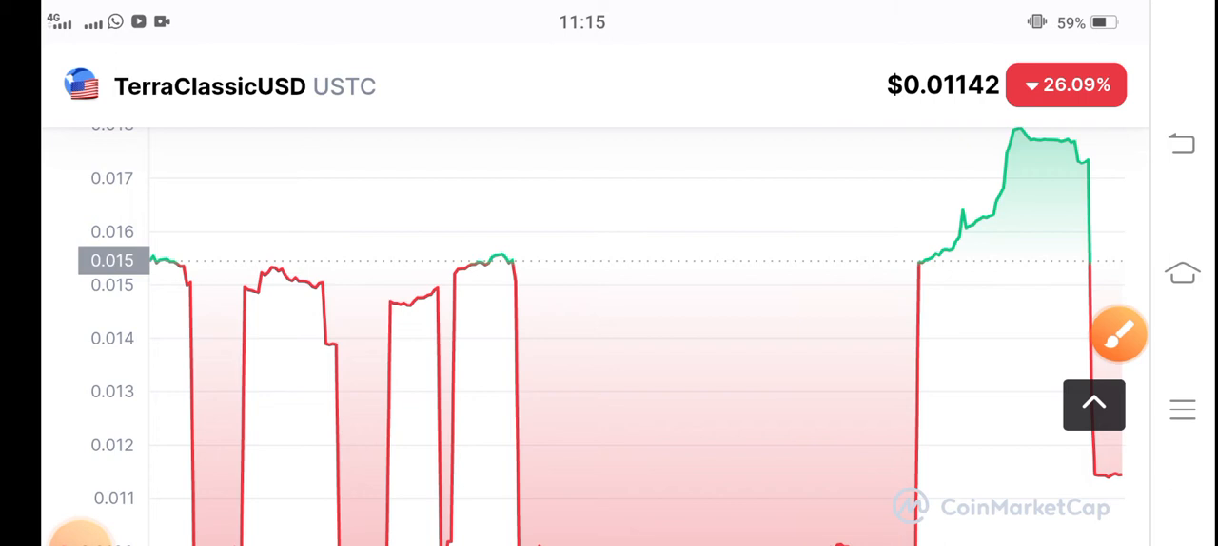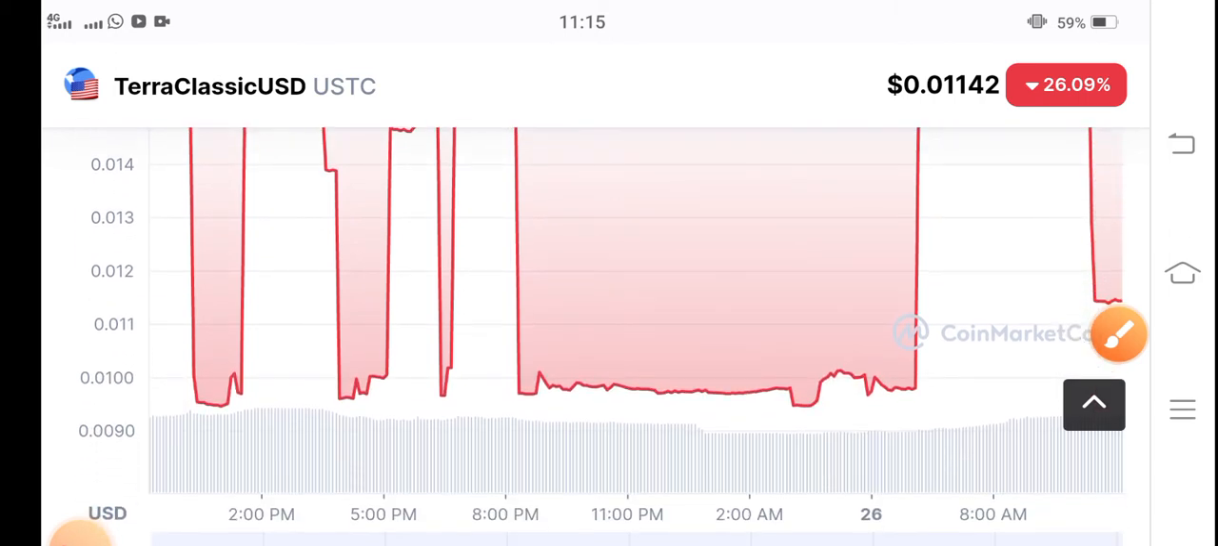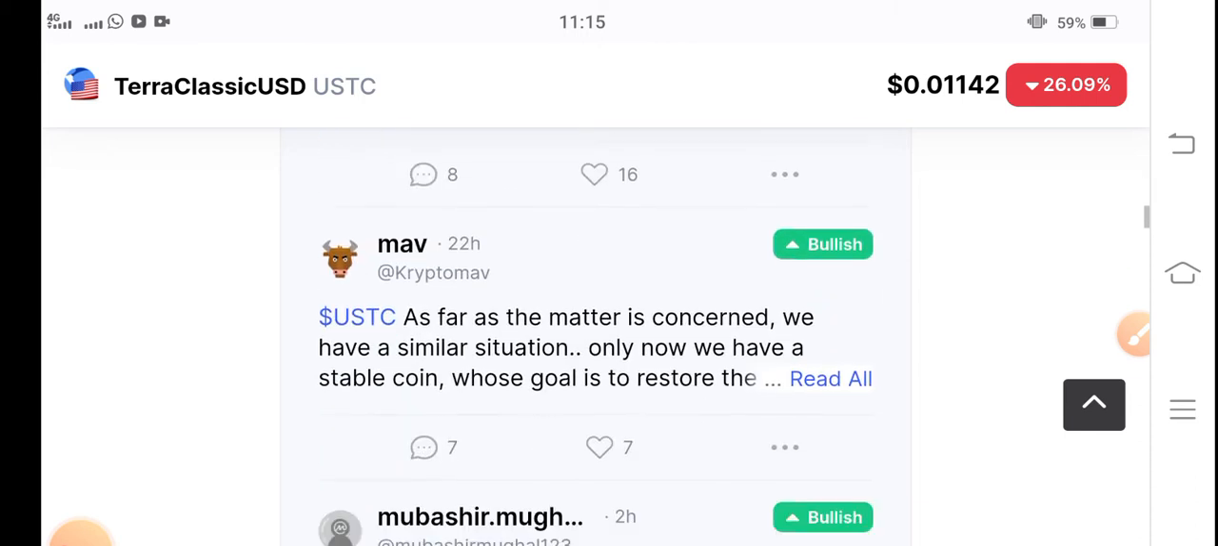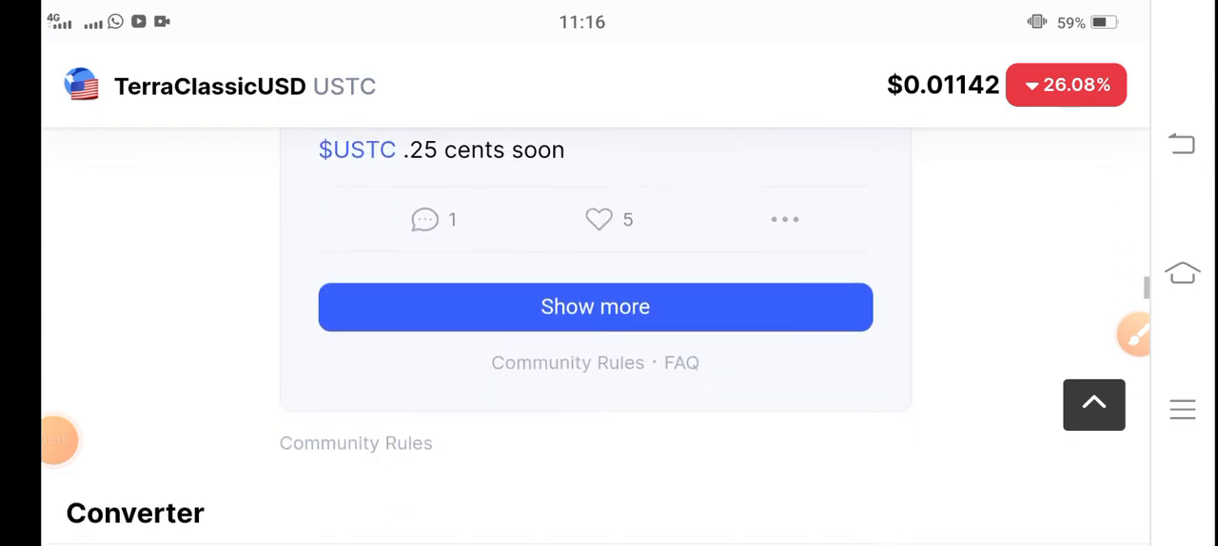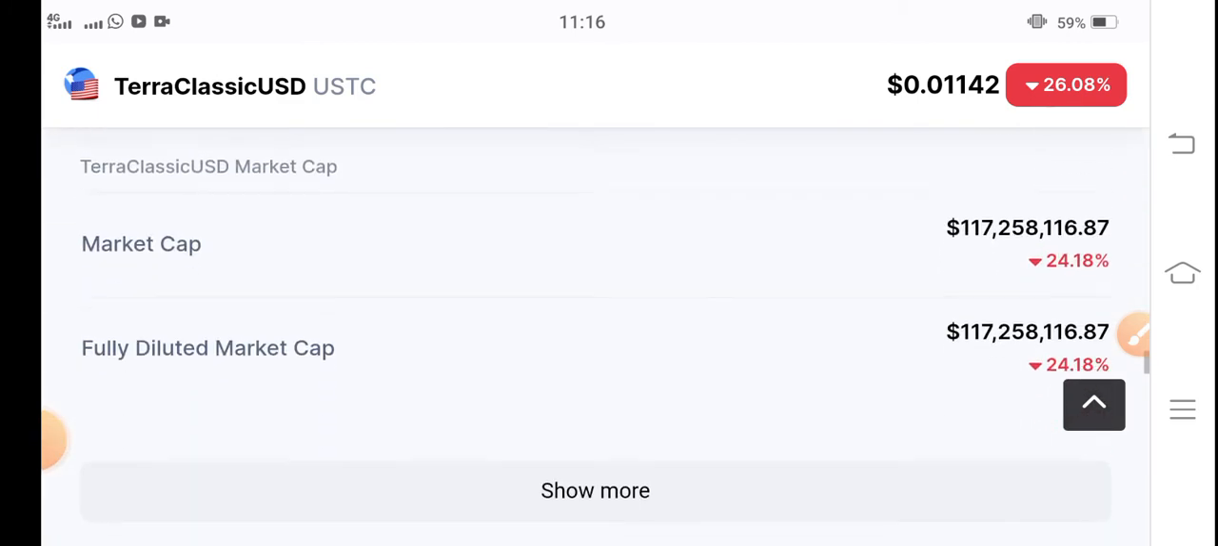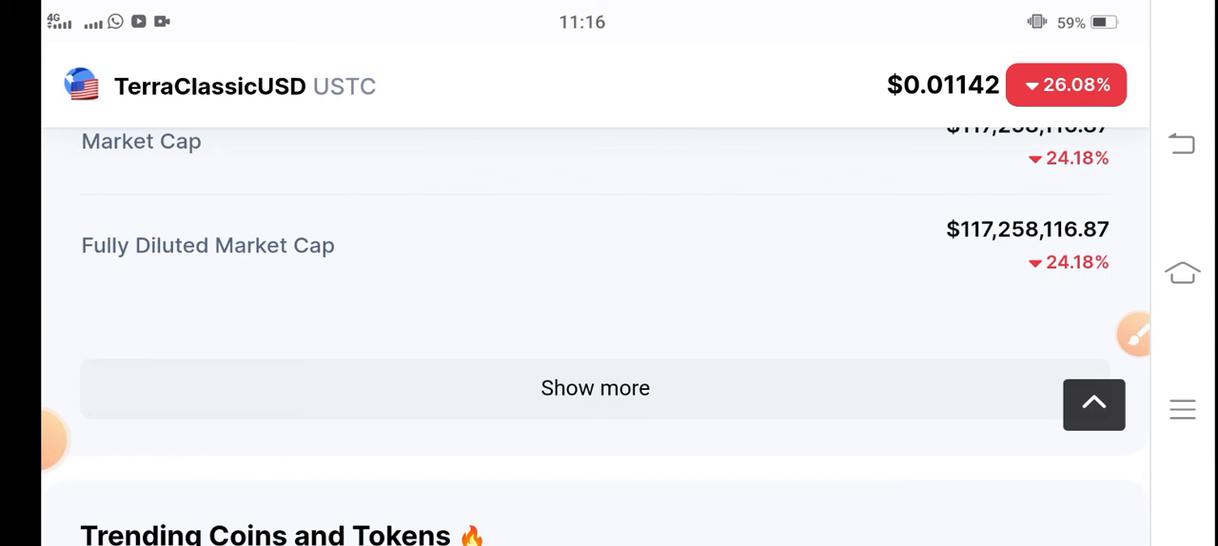Just look at the price chart, guys, it's going complicated. I recommend short-term investors be active in the market. Only TerraClassic USD will give you good profit if you're active in the market, guys. I also recommend TerraClassic USD coin, and you know, there are big possibilities, 80% possibility, that TerraClassic USD coin will pump highly in the future, guys.